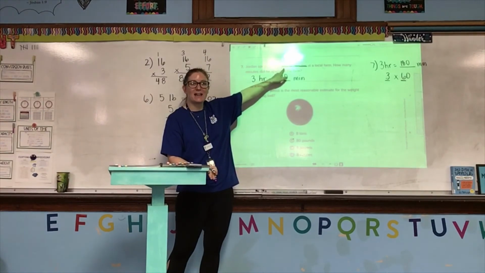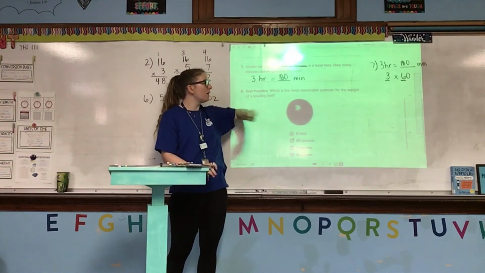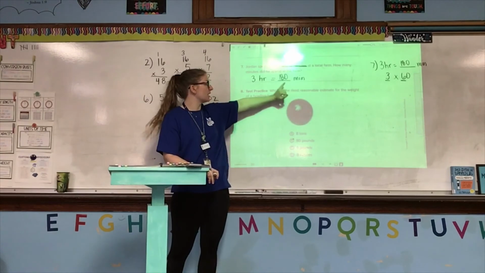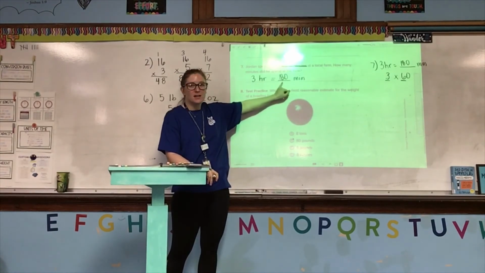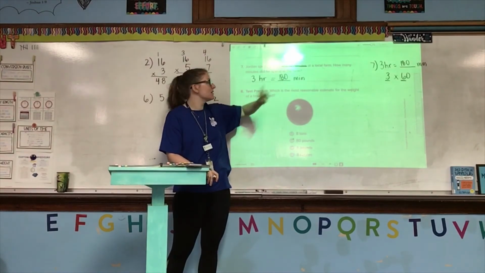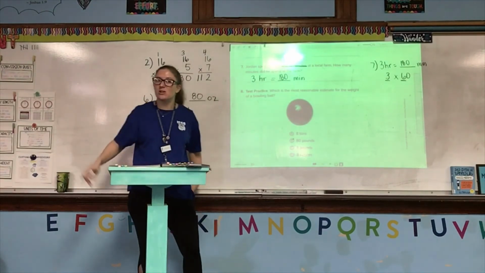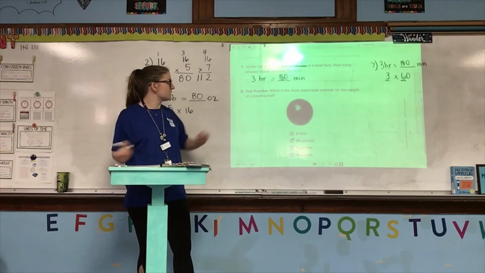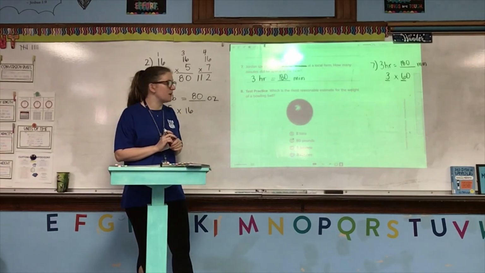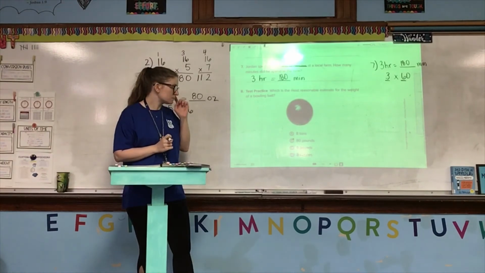If you had this and 12 minutes part, all you would do is once you found out that there were 180 minutes in 3 hours, you would just add that 12 to get 192 minutes in 3 hours and 12 minutes. So you didn't have to do that because your book did not say 12 minutes. Okay, now number 8, it says, which is the most reasonable estimate for the weight of a bowling ball?